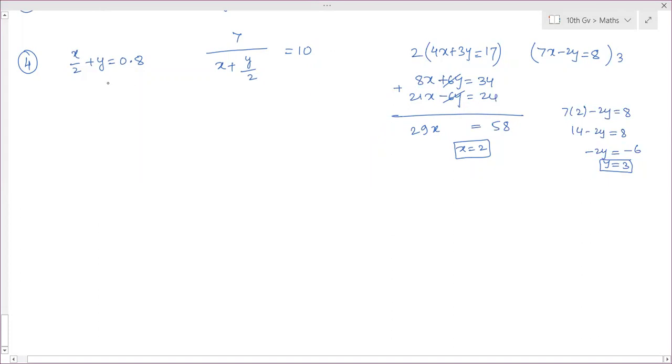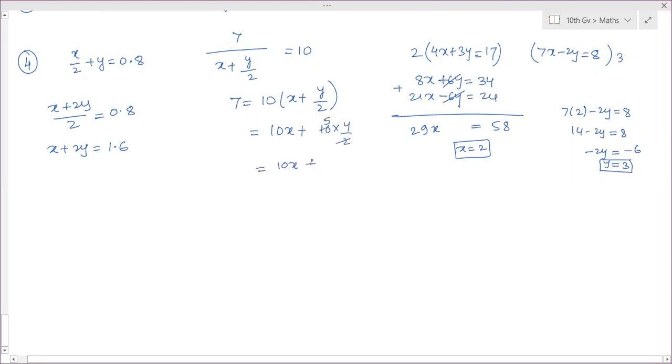Now the fourth question. Simplify first equation. X plus 2y by 2 is equal to 0.8. X plus 2y is equal to 1.6. This is first equation. Now this fraction's denominator, transfer it to the RHS. 7 is equal to 10 into x plus y by 2. Now simplify, so multiply 10 inside. So it is 10x plus 10 into y by 2, so this is 5. So 10x plus 5y is equal to 7.